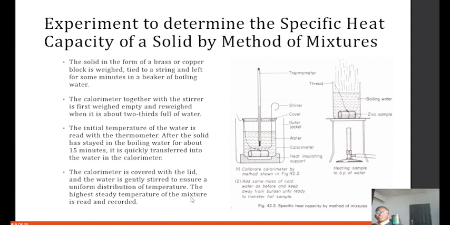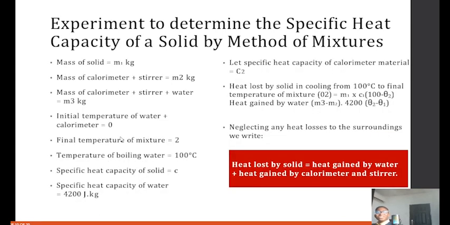The highest steady temperature of the mixture is read and recorded. So let's check what we have. Mass of the solid now is M1. The solid that we want to heat, which I want to transfer, is M1.